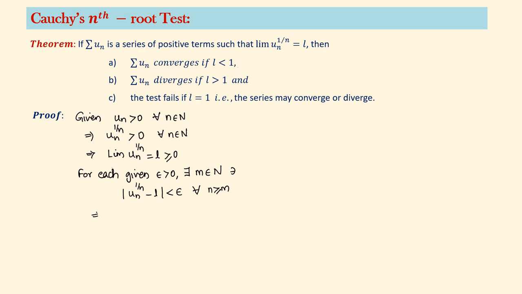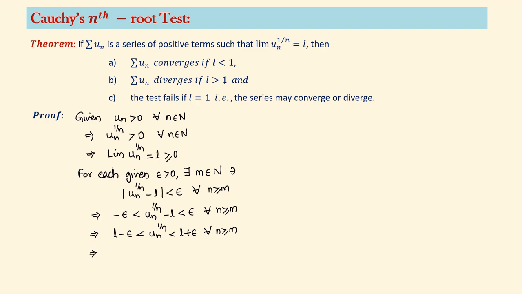If I expand this modulus, on the left side minus epsilon and on the right side plus epsilon, I get less than epsilon for all n greater than or equal to m. So adding L to all sides, we get L minus epsilon less than un power 1 by n less than L plus epsilon. This is true for all n greater than or equal to m.